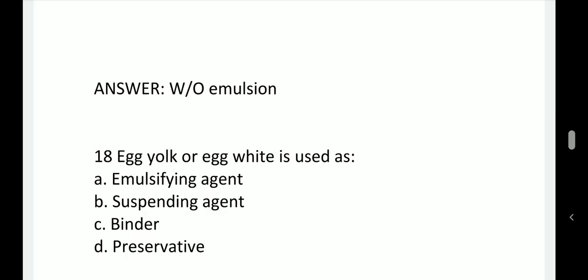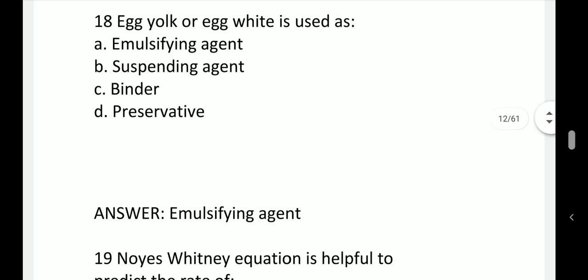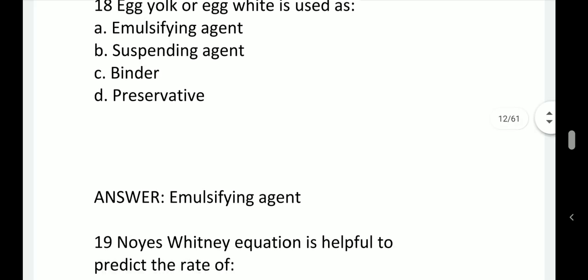Question number 18. Egg yolk or egg white is used as option A emulsifying agent, option B suspending agent, option C binder, option D preservative. Answer is option A, emulsifying agent.